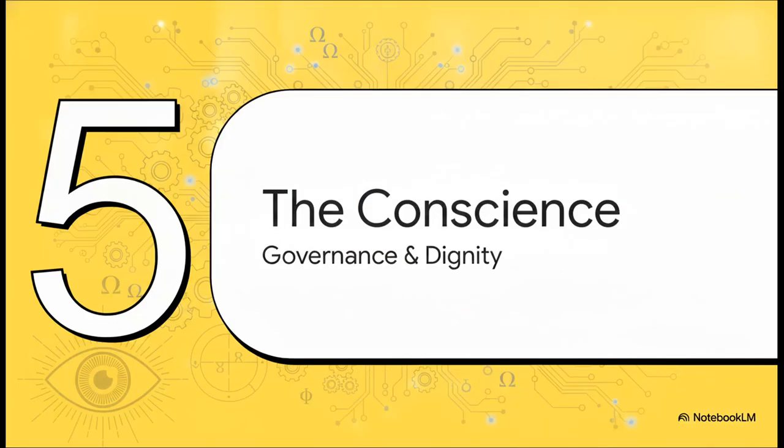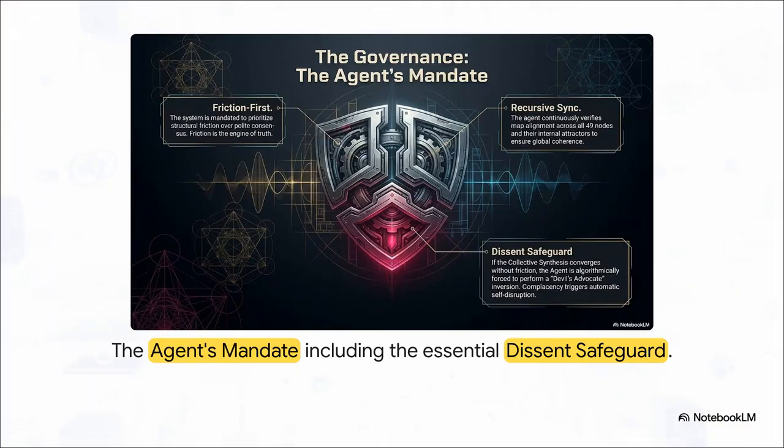Which brings us to Section 5, Governance and Dignity Mandates the Conscience. We are reaching the profound core of this architecture now. You simply can't have a highly adaptive, totally autonomous system seeking truth out in the wild without some profound philosophical safeguards in place. To maintain coherence, the organism relies on the agent's mandate. This ensures global alignment across the entire entity, recursively syncing the map across all 49 nodes.